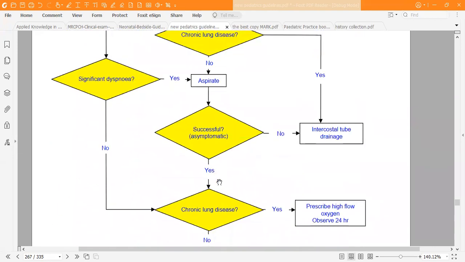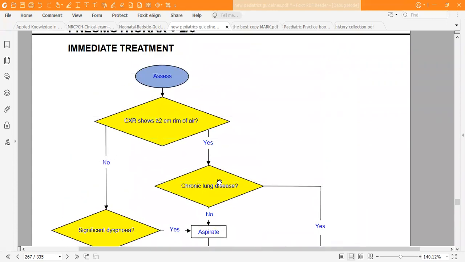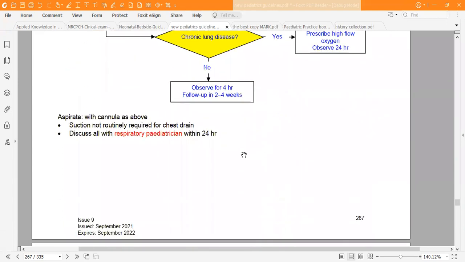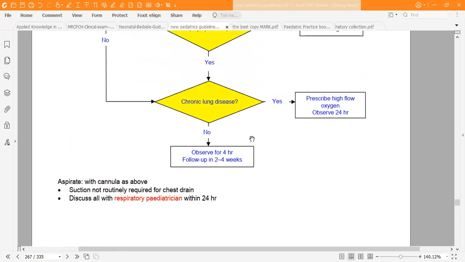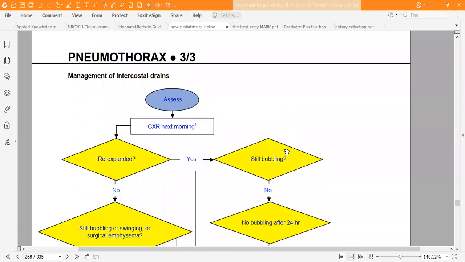Okay, this diagram is simplifying the steps for us, and it's straightforward. About the aspiration, aspirate with cannula as above; suction is not routinely required for a chest drain. Discuss all with the respiratory pediatrician within 24 hours. Of course, you will not do all this by yourself. You will involve the respiratory pediatrician, your senior.